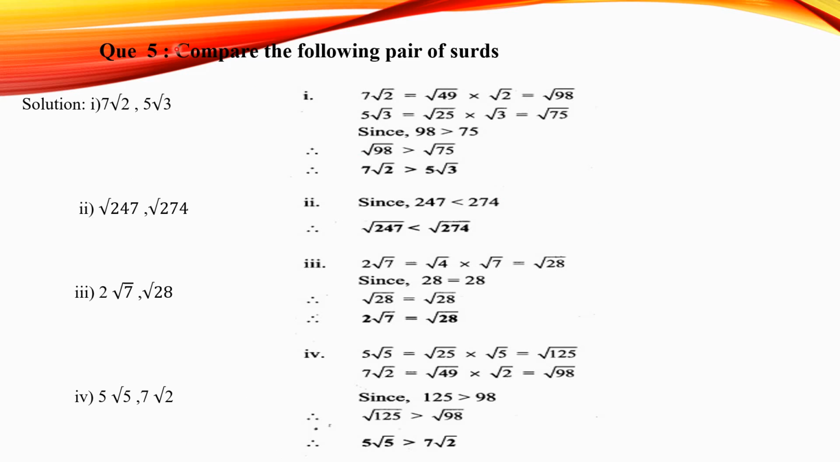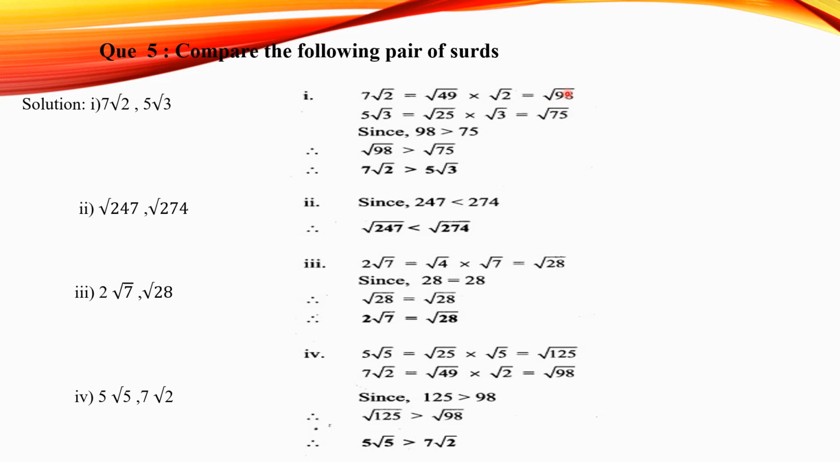Question number 5. Compare the following pairs of surds. The first is 7 root 2 and 5 root 3. For 7 root 2, as we have done in the previous questions, we take 7 inside the square root, so it will be square root of 49 multiplied by square root of 2. Multiplying 49 and 2, we get square root of 98. 5 root 3 can be written as root of 25 multiplied by root of 3, which is equal to square root of 75.